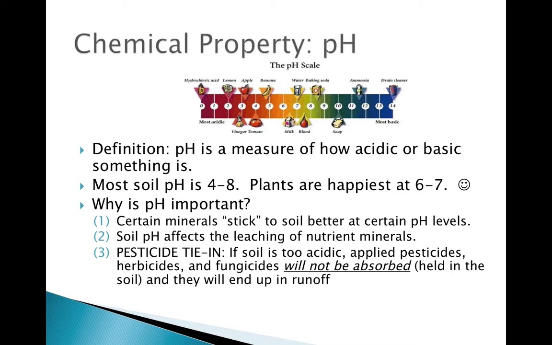pH is important to plants because certain things are going to stick to soil better. So soil actually has chemical properties too, and it can bond with chemicals and nutrients in the soil and in the water. And so we want to make sure the pH is right so that those nutrients stay where they are. And if the pH is not right, the nutrients could be leached away by the water. And then another example, number 3, about pesticides. If a soil is too acidic, then pesticides, as well as herbicides and fungicides, wouldn't be absorbed. So they would just run off and you'd have to apply more and more, and they wouldn't be useful.